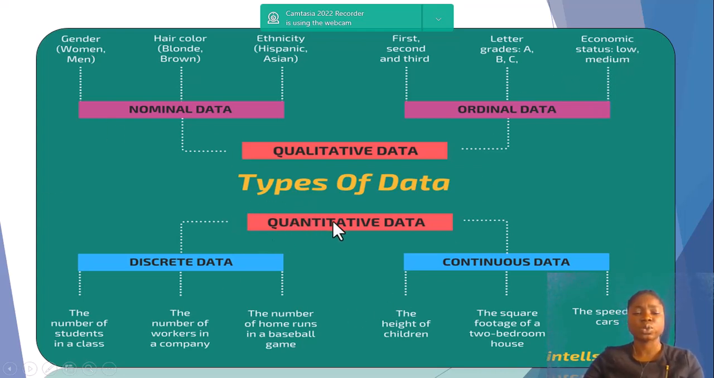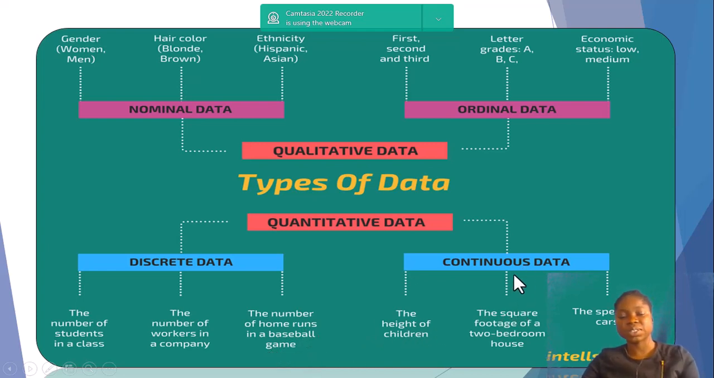Now let's come to quantitative data. Like we said earlier, they are numerically represented. That's one. They can be calculated and they can be computed. Now let's see this. Quantitative data are divided into two. One is discrete data. The second is continuous data. Yes. Now, you already know quantitative is number. So under the discrete data, we have the number of students in a class, number, the number of workers in a company, number, the number of home runs in a baseball game, number.